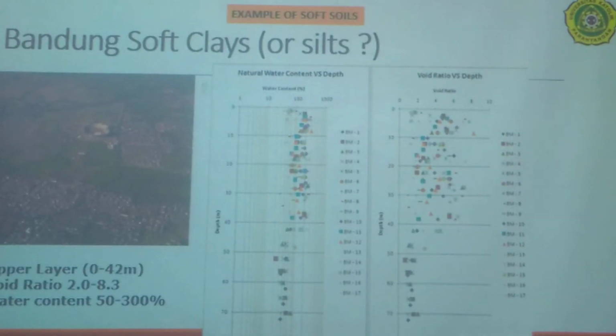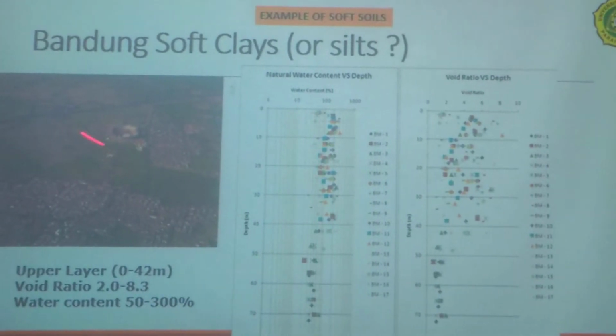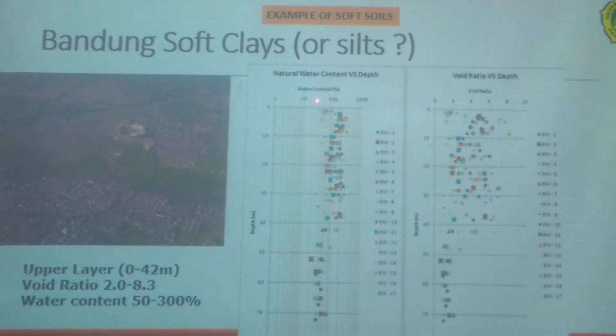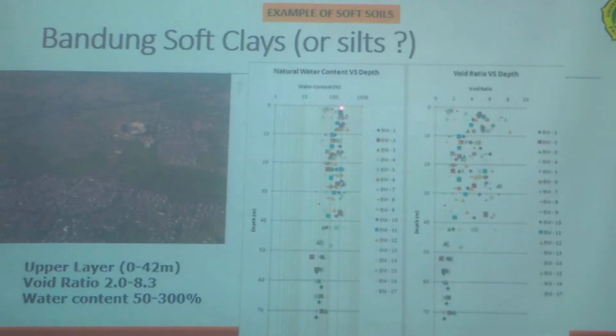Now this is the result. So we collected the data. In fact, it was related to a project. This is a big project. We collected the values of the water content, and the water content is very high, as much as 300%. But below is normal.